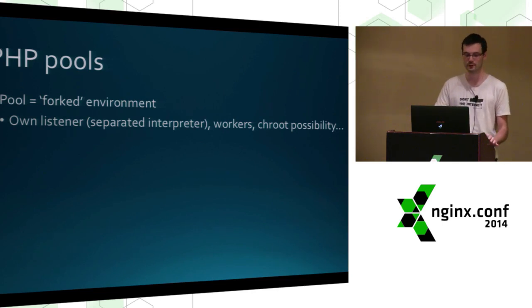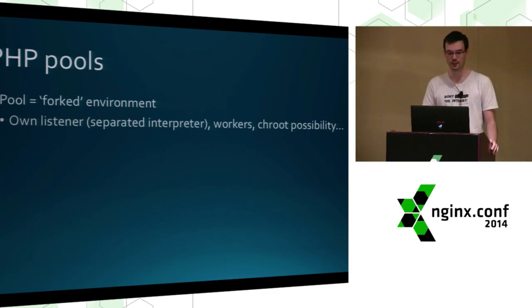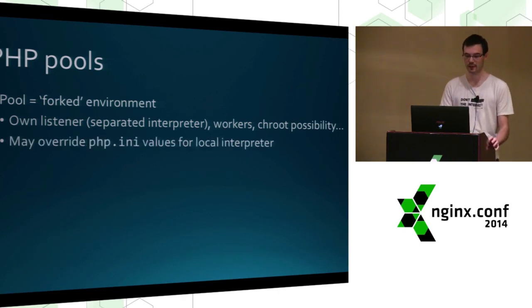So you can, for example, separate your environments. You can have a listener for a specific application, another listener for another application, and you can just separate stuff. And you can do more. You can configure each pool separately. You can set a very specific number of workers. You can make a chroot, so you can isolate each pool from each other. And you can go very deep in that.